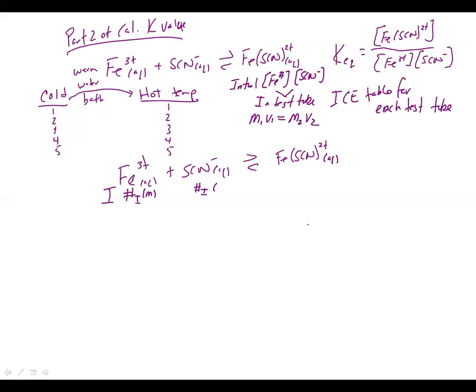We will assume that we're starting with 0 of our products in this part. The change here would be minus x, and plus x. At equilibrium, you would have your initial concentration minus x, and have x here. So this is essentially what the ice table would look like for each of the individual test tubes that you have.